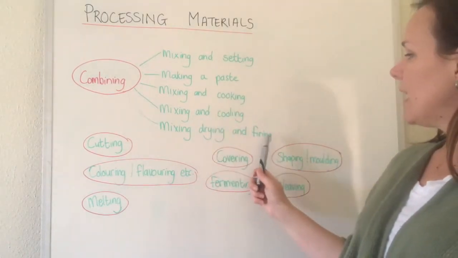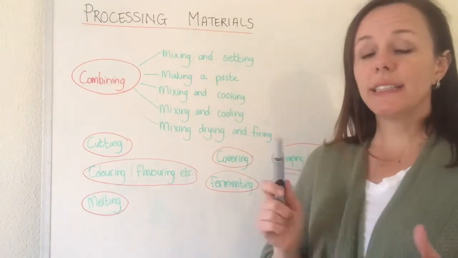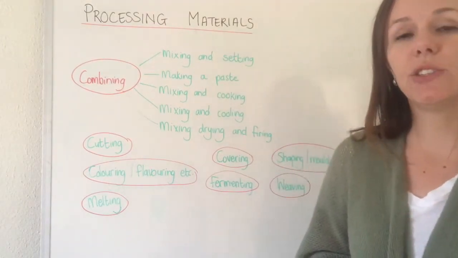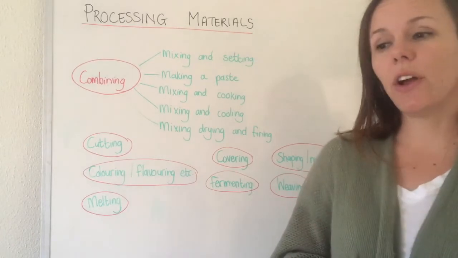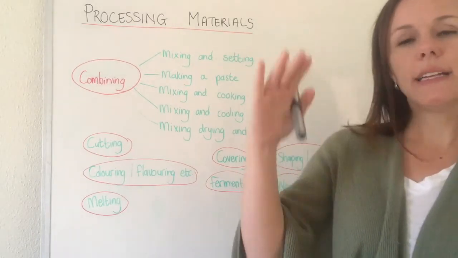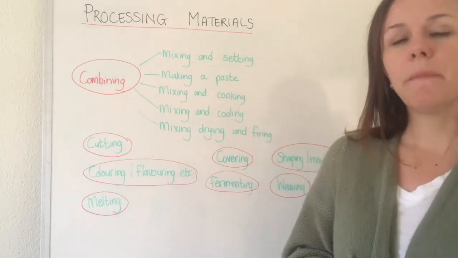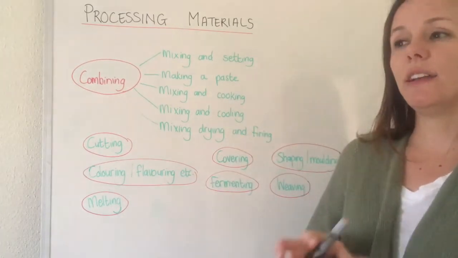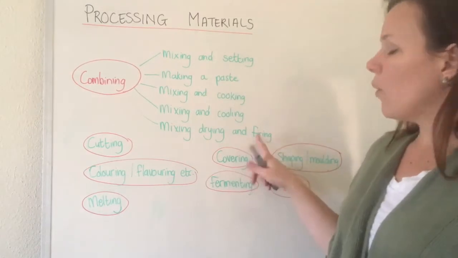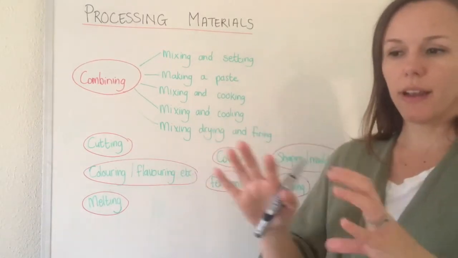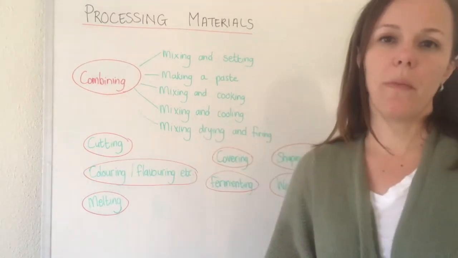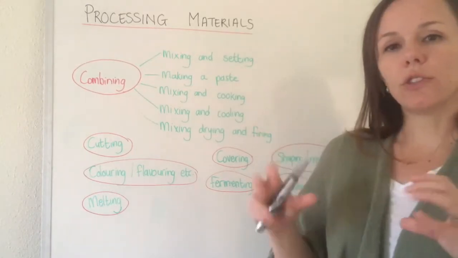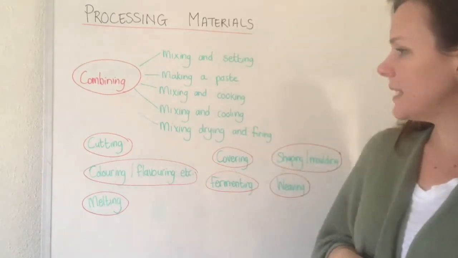Mixing, drying, and firing. Now, the textbook refers specifically to bricks. If you look in the textbook, there's a whole section on how bricks are made, and that's also made by mixing different things together and then drying it either in the sun or firing it, so putting it in a very warm oven to bake it, and then it also becomes hard, just like cement.